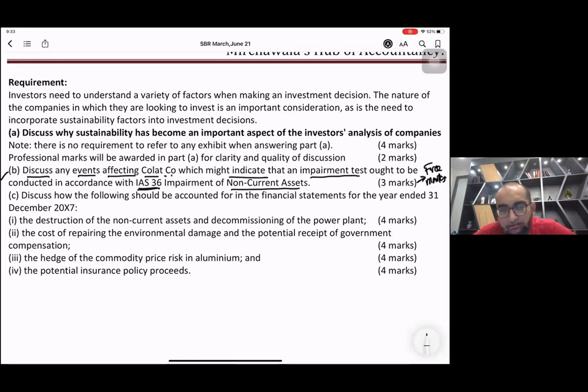I repeat for you guys. Discuss any events affecting Collard company which might indicate that an impairment test ought to be conducted in accordance with IAS 36. Yes, not one event, many events. Increase in the operating cost because of switching the supplier from local to international. Yes, copy paste. Very good. Number two.